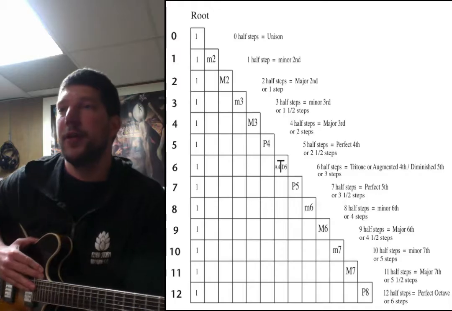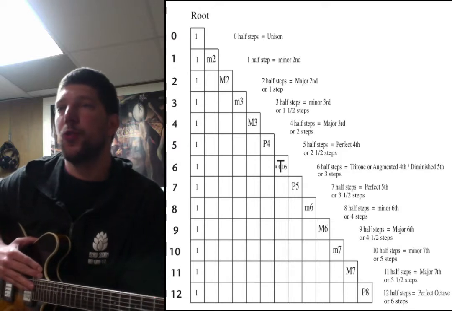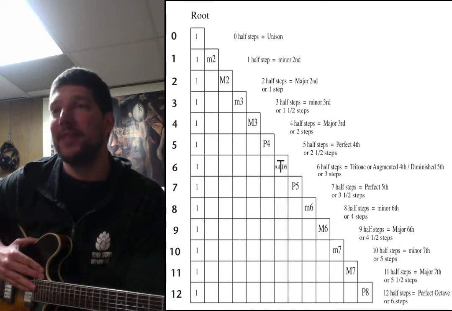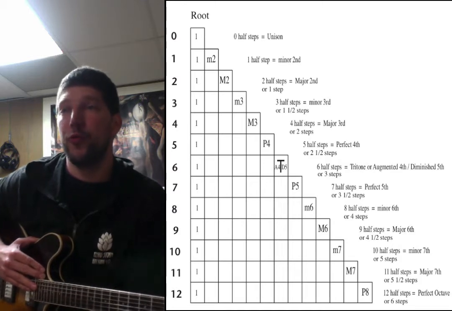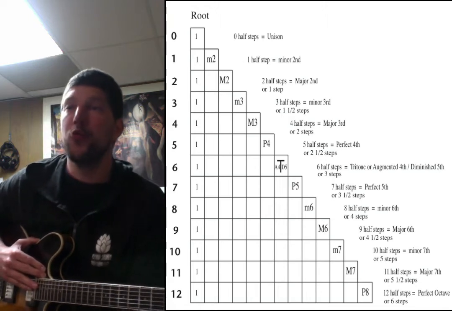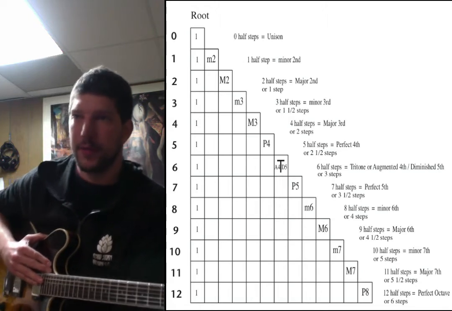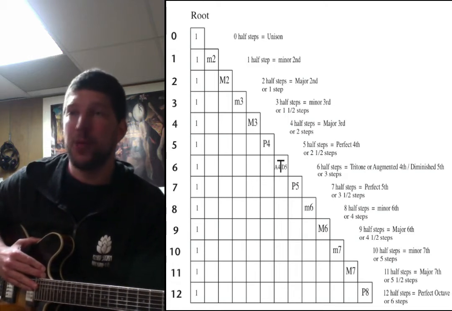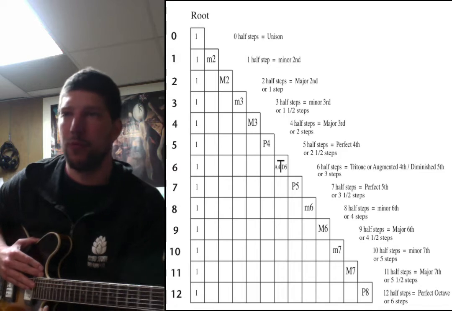So if you look next to me, you can see the interval chart here. The first block represents the root, and the other blocks are going to be the half steps stacked above it. Each half step combination above the root creates a different interval. If you see the first block, that would be the root to itself, which is the perfect unison. Then the 2 blocks represent 1 half step. Each block is going to be 1 half step above the original block.